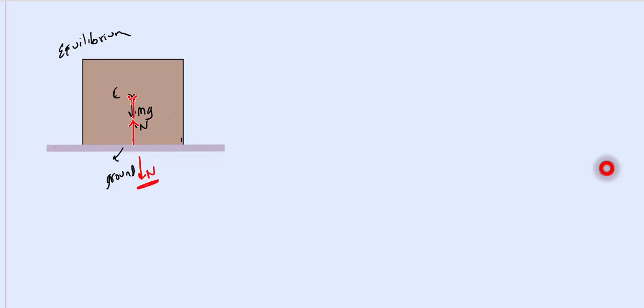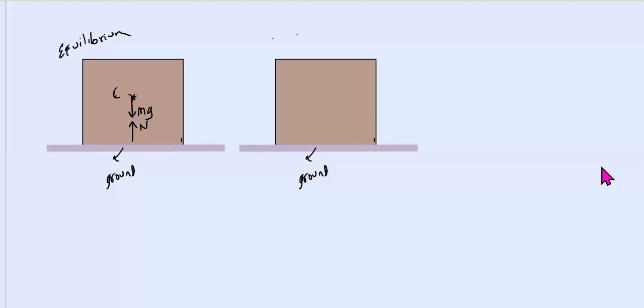Now let me apply a force to this. Then we'll see what conditions will arise here. This is without any application of force. These are the forces that are acting. When you apply force, then we'll see what conditions will arise here. Okay, now I'm applying some force F on the top of the block.